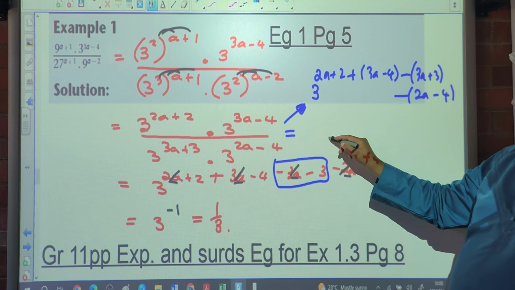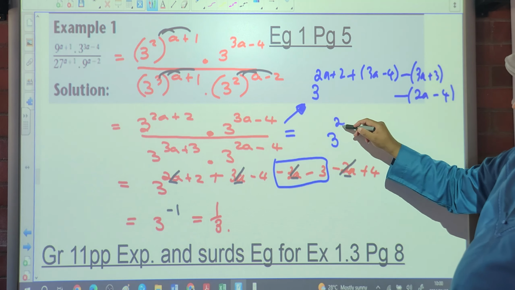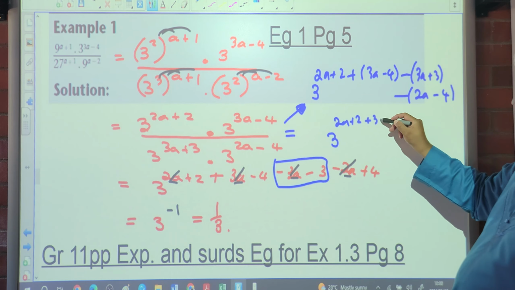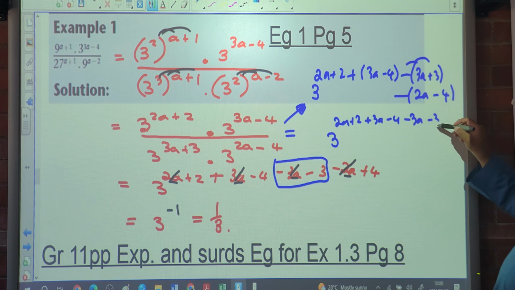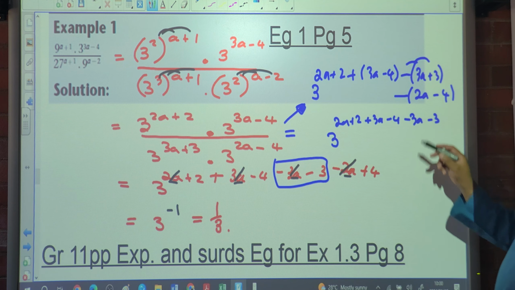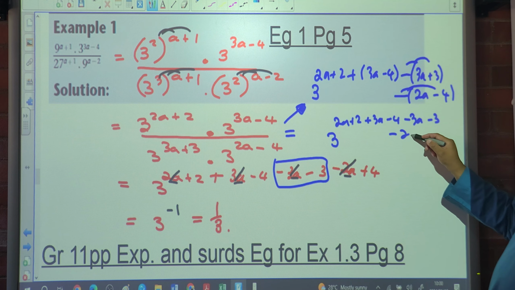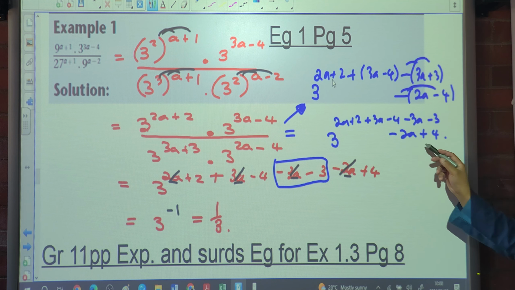So it now becomes 3 to the power of 2a plus 2 plus 3a minus 4 minus 3a minus 3. Can you see? Get rid of that bracket, minus 2a plus 4. And that is why the sign changes. Make sense? Anything else?